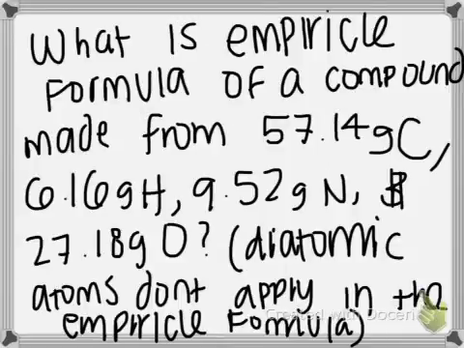Now that we've seen an example with the empirical formula being applied, we're going to use it in an actual problem. So this is problem number 1. What is the empirical formula of a compound made from 57.14 grams of carbon, 6.16 grams of hydrogen, 9.52 grams of nitrogen, and 27.18 grams of oxygen? Remember that diatomic atoms don't apply in the empirical formula.